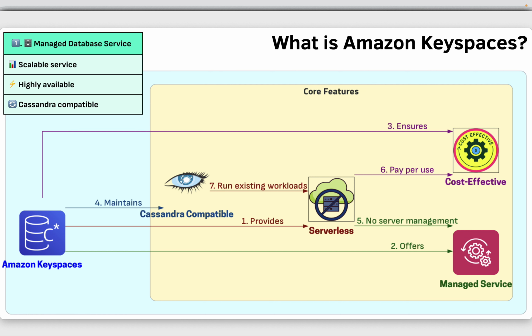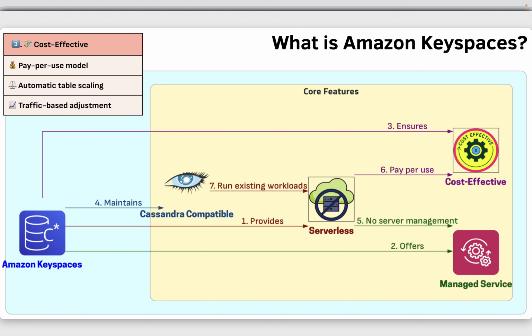So what is Amazon Keyspaces? Amazon Keyspaces is a managed database service that is scalable and highly available and is compatible with Apache Cassandra. Amazon Keyspaces is serverless, which means that the user does not have to manage servers, install any software, or perform any maintenance. Users pay only for the resources they use, and the service automatically scales tables up and down in response to application traffic, which makes it cost-effective.